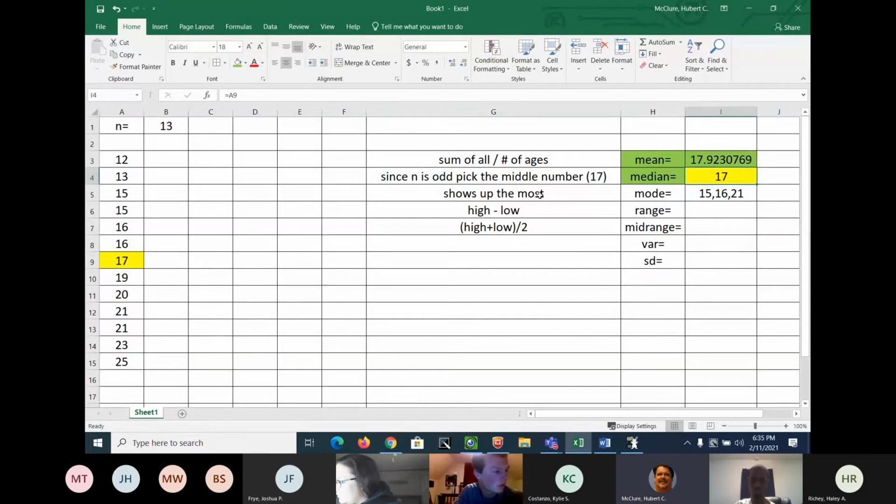And then find the mode. What number shows up the most? 15, 16, and 21. All right, now everybody do the highest minus the lowest. 15, 16, and 21.